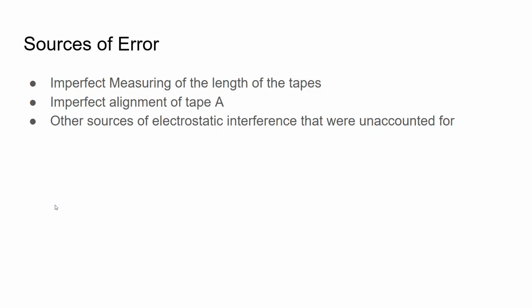Some sources of error in the experiment were imperfect measuring of the length of tapes, imperfect alignment of tape A underneath tape B, and other sources of electrostatic interference that were unaccounted for.